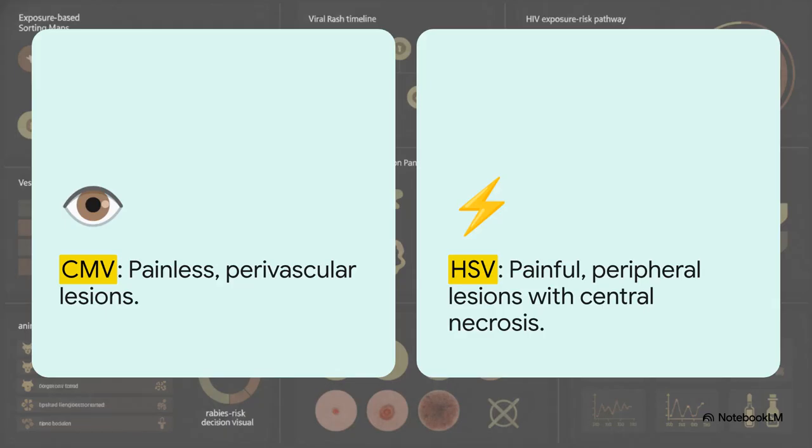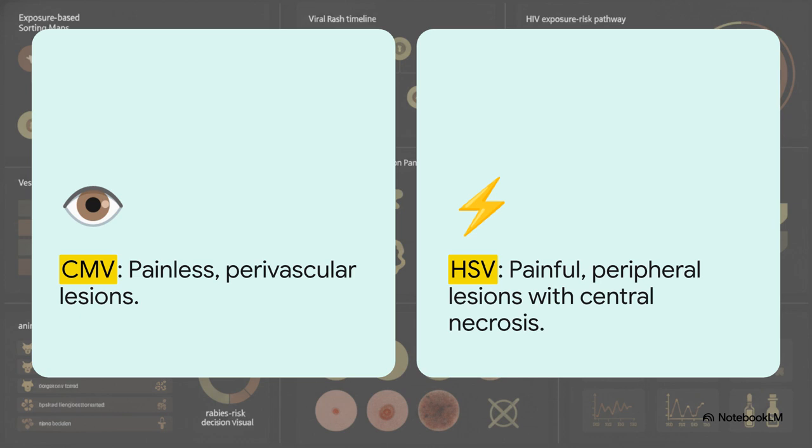When an advanced HIV patient presents with vision loss, differentiating the etiology really comes down to two things: pain and the immune threshold. CMV retinitis is painless. It classically occurs only when the patient's CD4 count drops below 50.